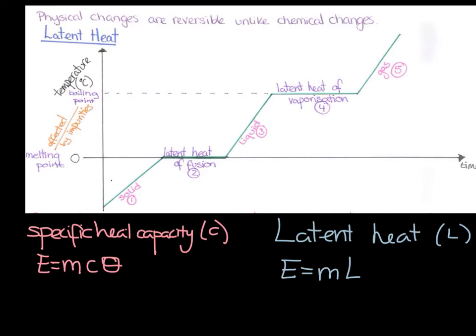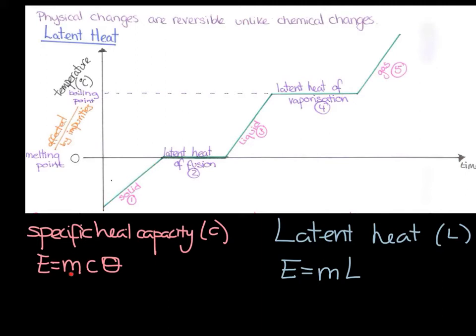Now, what's important here is that we know which equation we can use for which part of the graph. So we've talked about specific heat capacity before, and we've said that the energy added to the system is equal to the mass of the substance you have times its specific heat capacity times the temperature change. So in this section of the graph here, where we're heating a solid, we'd use the specific heat capacity equation.